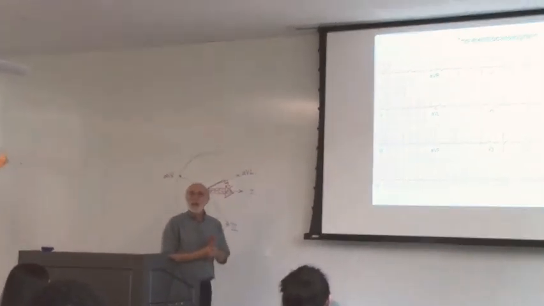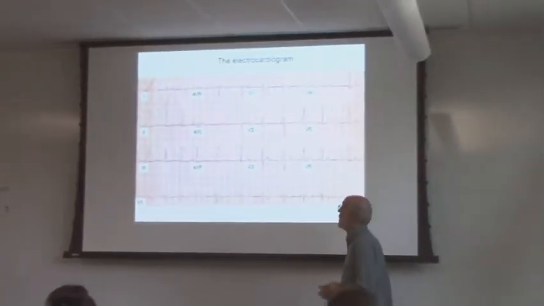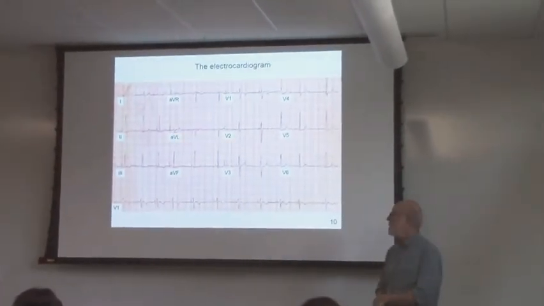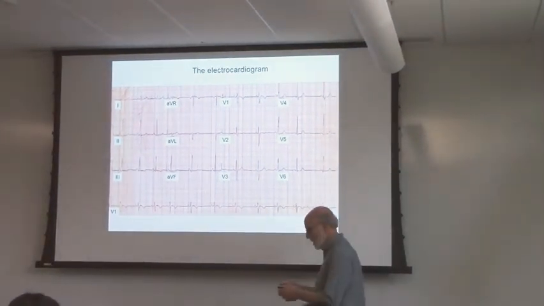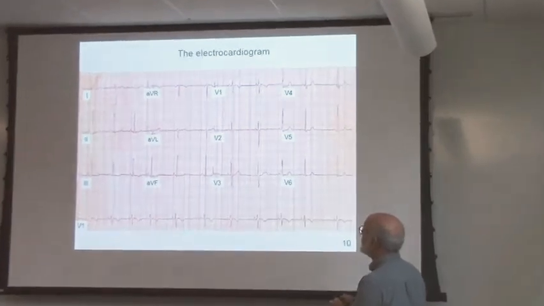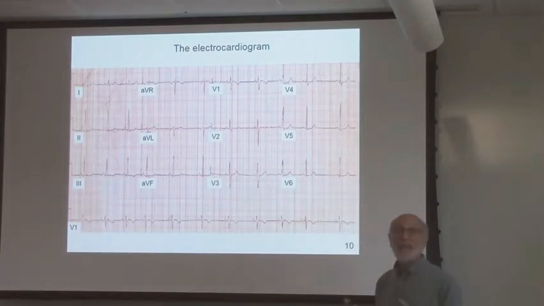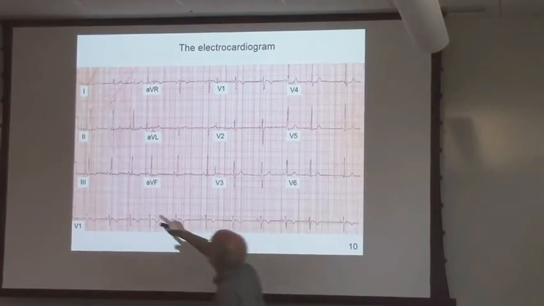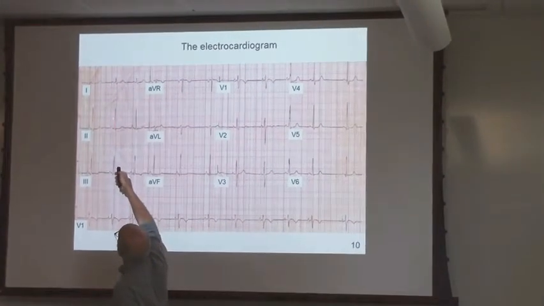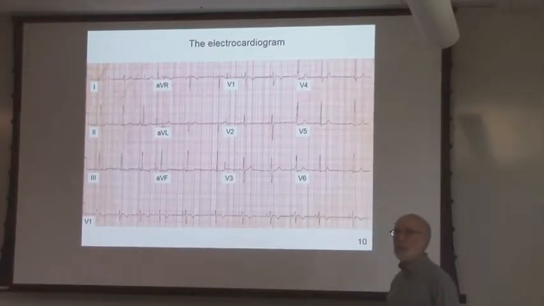So this is not the ECG that you recorded in lab last week, but this is a typical ECG. Leads 1, 2, and 3. Leads 1, 2, and 3 are being recorded at the same time. So this beat and this beat are the same beat, being recorded from 2 different leads.